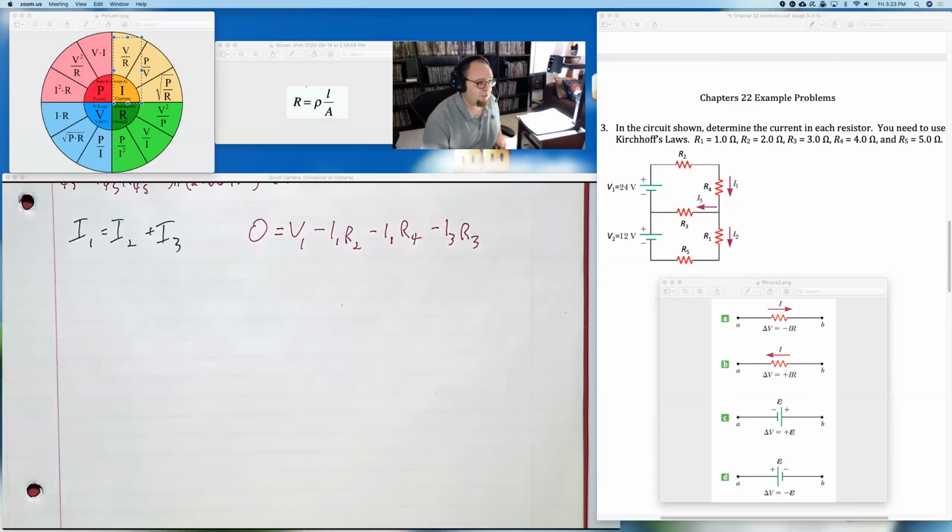Okay, I need another loop to solve this. As I said, normally I just kind of pick one and go for it, but I'm trying to match the solution. So the other loop I'm going to do is start at this corner and do the big one.